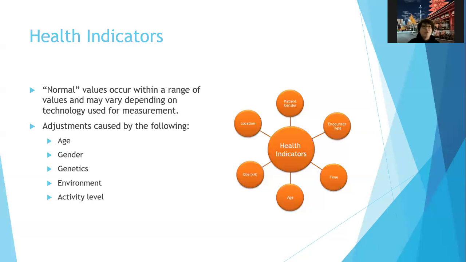The normal values of health indicators occur within a range, and they might vary depending on the technology used for measurement. The example that I always use is in the early days of COVID, when everything was shut down except the hospital, we still had to go in. You can't just close the hospital. So we had to go through this screening as we were going in. And I only live a few blocks away from the hospital where I work. And I'd walk over there, and it was early April, and so it was still pretty cool outside, especially at 5 o'clock in the morning.